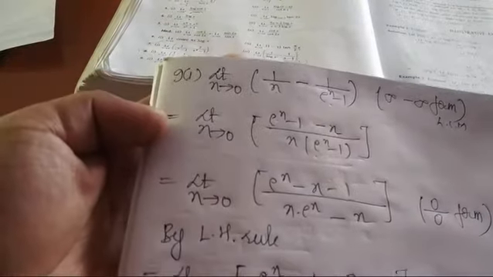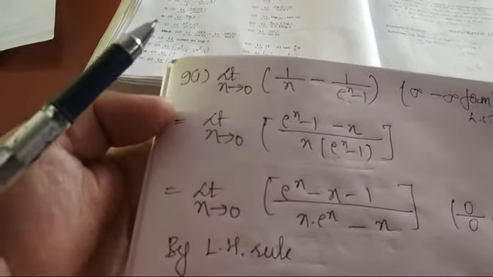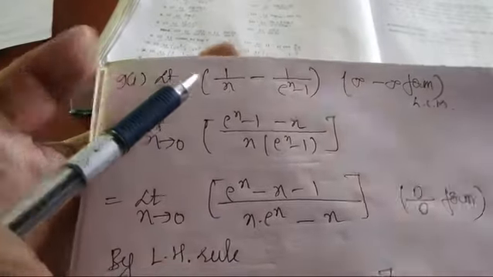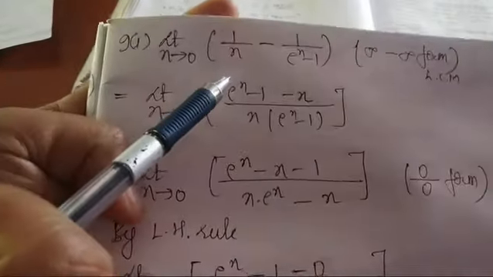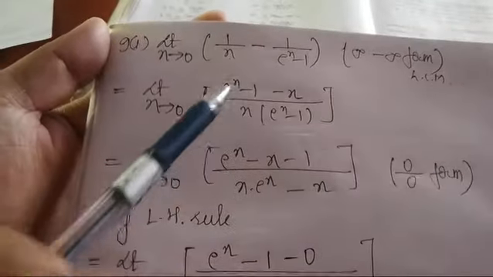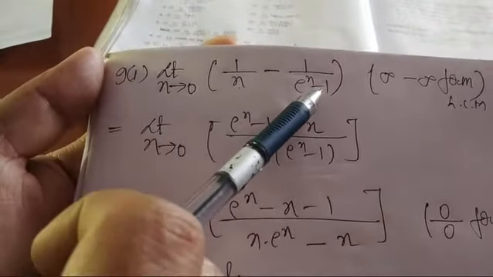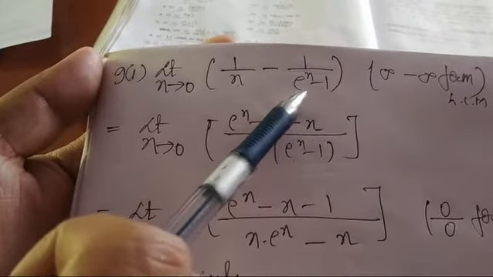Now, the next one we move to is question number 9 part 1. The question is limit x tending to 0. I hope you people are clear in the video. Limit x tending to 0, 1 by x minus 1 by e to the power x minus 1. This is e to the power x minus 1.